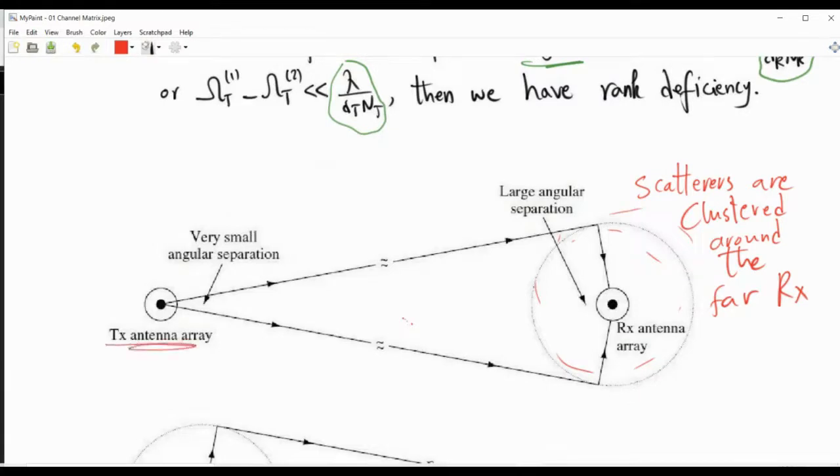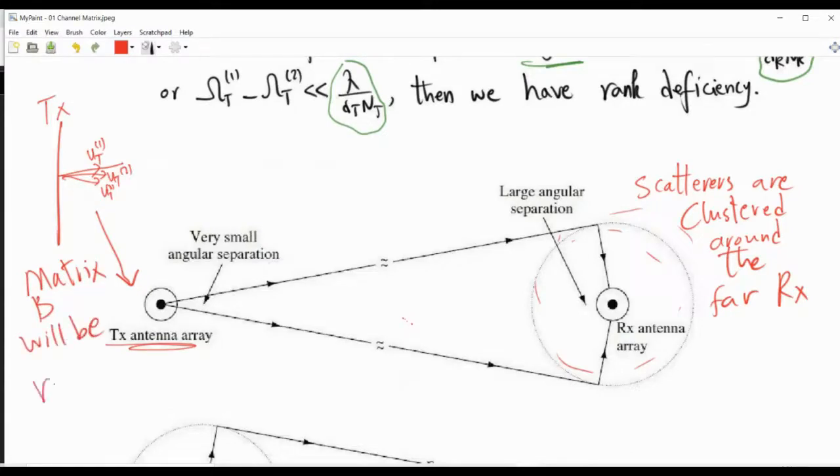The problem is that all the scatterers are very far from the transmit array, and they are clustered around the receiver. So if this is the transmit array, the vectors, transmit 1, transmit 2, and transmit 3, are close to one another. And so matrix B will be rank deficient in the practical sense.